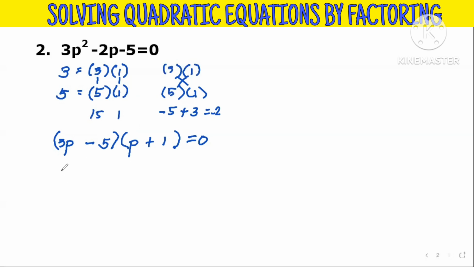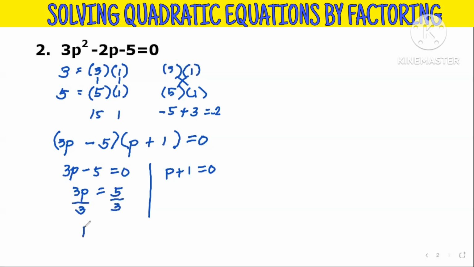Okay? So again, applying the zero product property, we have 3p minus 5 equals 0 or p plus 1 equals 0. If 3p minus 5 equals 0, then 3p is equal to 5. And then we divide both sides by 3. So p is equal to 5 over 3. And if p plus 1 equals 0, then p is equal to negative 1. So the two zeros are 5/3 and negative 1.